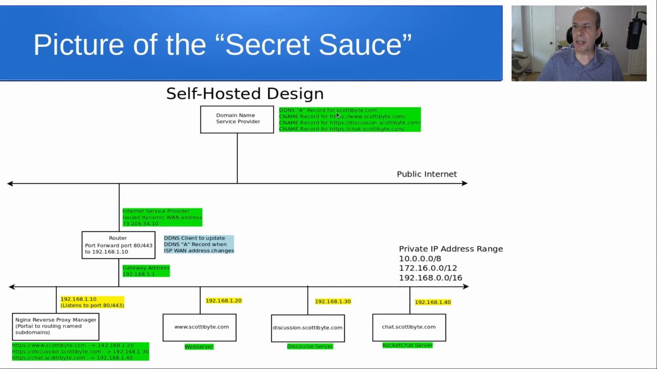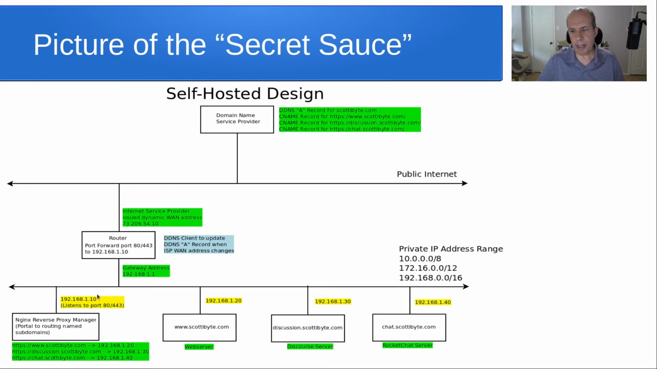But when somebody out on the internet requests connection to www.scotti-byte.com or discussion.scotti-byte.com or chat.scotti-byte.com, what ends up happening is that ports 80 and 443, we've set up with a port forward to talk to the machine that is running a reverse proxy. In this particular case, Nginx Reverse Proxy Manager. And that Nginx Reverse Proxy Manager is a portal to the named subdomains. My domain is Scotti-BYTE.com, so a subdomain is www, another subdomain is discussion, another subdomain is chat.